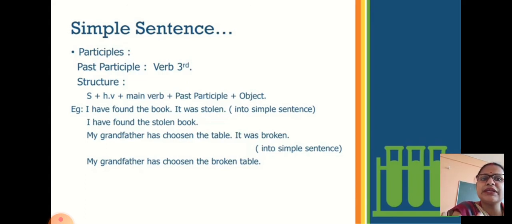You can simply use this to make the synthesis form of your sentences. I have found, what have you found? The stolen book. "It was" is unnecessary additional information, so you have combined it with the help of "I have found the stolen book" only. My grandfather has chosen the table, it was broken. So, my grandfather has chosen the broken table. Very good. So hope it is understood to you.